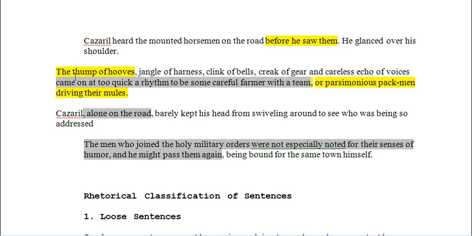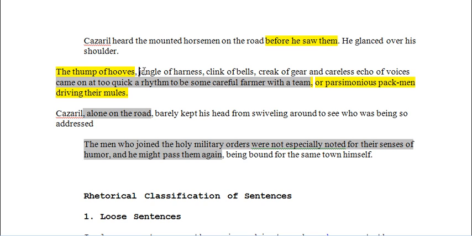The thump of hooves and jangle of harness came on too quick a rhythm to be some careful farmer with a team. That would be an example of a compound subject. So that would be the beginning here, the compound subject, which would, in this case, be connected with and. The and would be here.